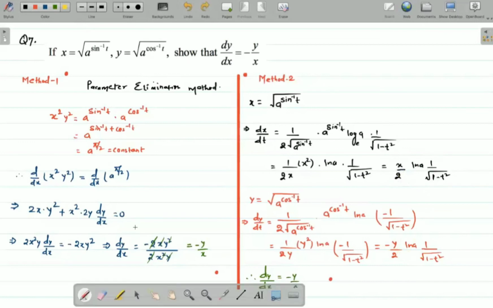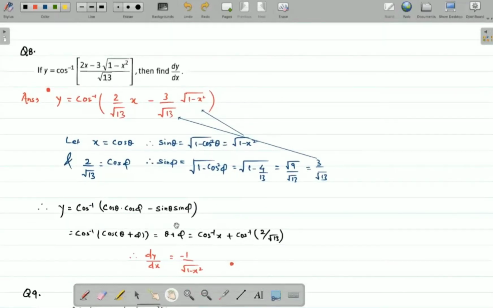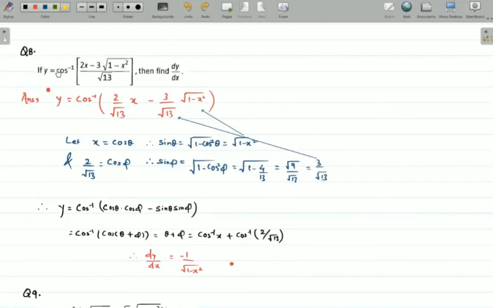Now next, question number 8. In this question, we are given y equals cos inverse of (2x minus 3 root of 1 minus x square) upon root 13. So we have to find dy/dx. I'm splitting this into two terms. I'm dividing by root 13 with both the terms, so we'll get this. Now if I take 2 by root 13 as cos 5, what is sine 5? Root of 1 minus cos square 5. So we'll get 1 minus 2 square is 4 over 13. So we'll solve, we'll get 3 by root 13, which is present here.